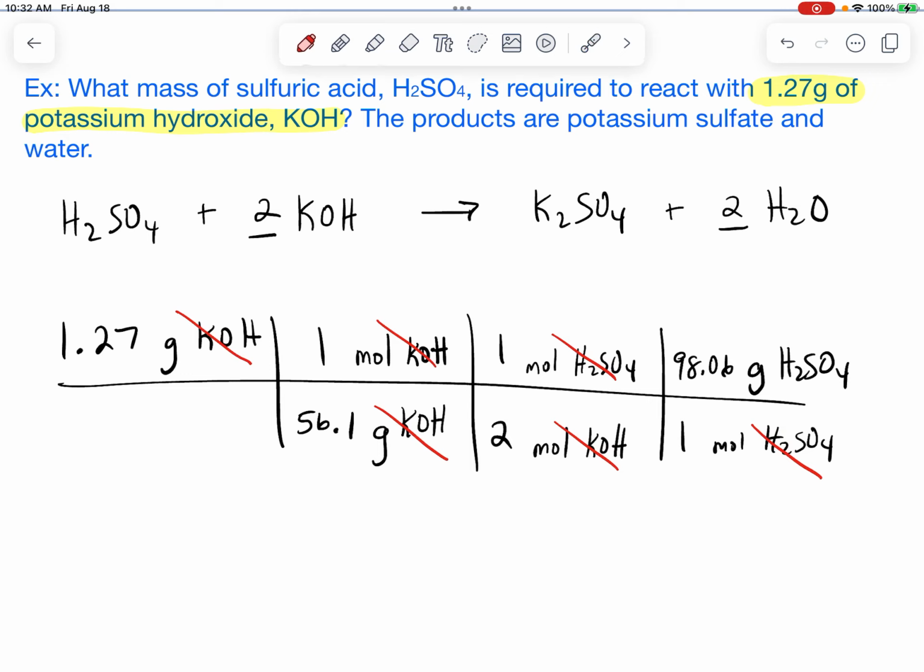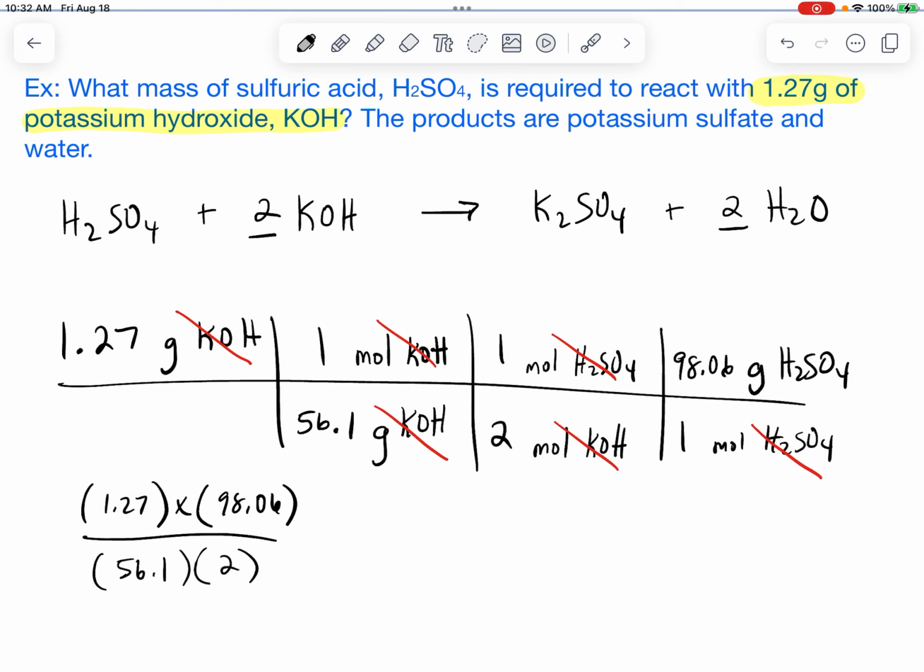What you're going to do is multiply all of the values that are on the top, and divide by the product of everything that's on the denominator. So we're going to do 1.27 times, we should technically do times 1 times 98.06, but I don't like showing the ones because we know that they really don't have an effect here. And we are going to divide that by the product of everything in the denominator. So in this case, it'll be 56.1 times 2.